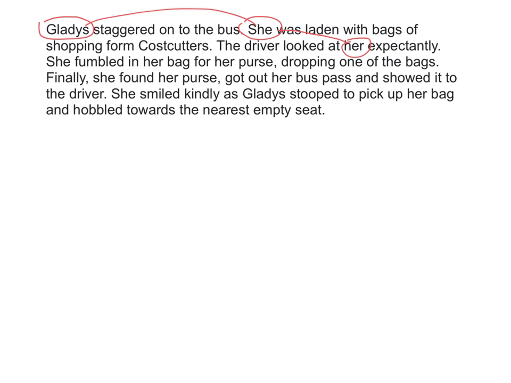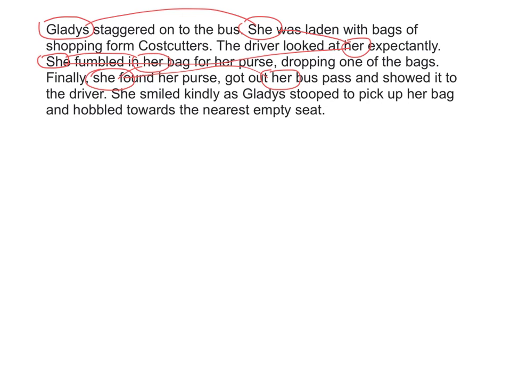Now that could be the driver, but it's unlikely that the driver would be doing that. And we could have made it clear by saying Gladys again at that point, but we won't do. So we'll show that. I think we can see as a reader, we can understand that she relates back to the her, which relates in turn back to Gladys. She fumbled in her bag again. We've got another one there. Dropping one of the bags. Finally, she found her purse, so that links to that. Got out her bus pass and showed it to the driver.